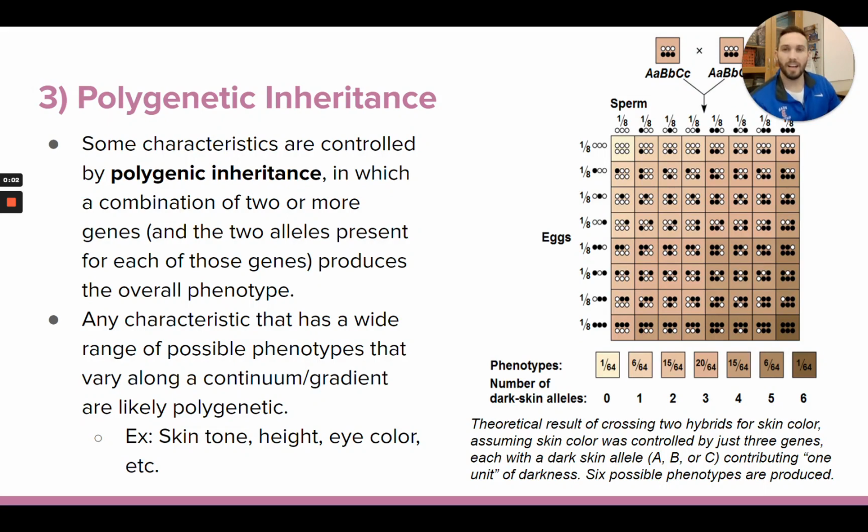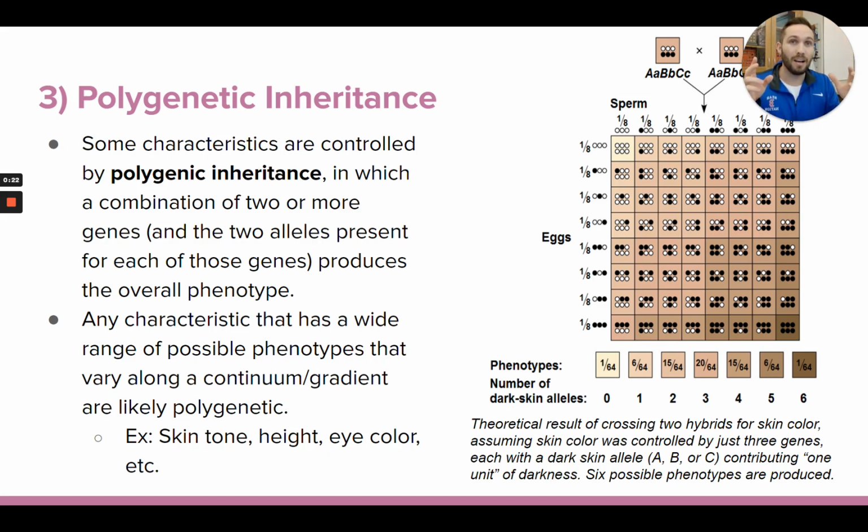Okay, another thing that Mendel was not aware of is that there are some characteristics in organisms that are controlled by polygenetic inheritance. Polygenetic inheritance is when there's a certain phenotype that an organism has that's controlled not just by one gene, but by multiple genes.